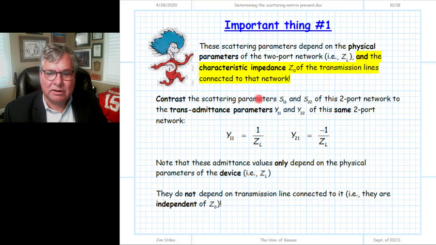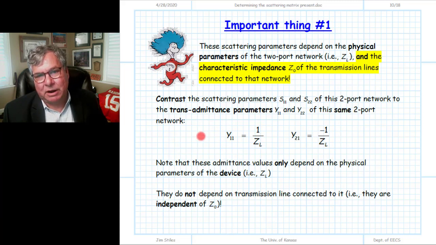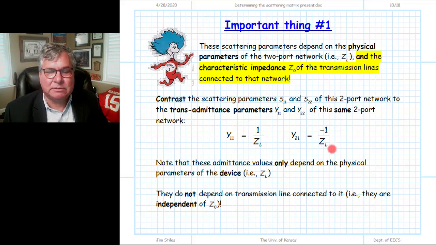And this is in contrast to what we would have for the same device if I determine, let's say, the transadmittance parameters for that device. The Y11 would be 1 over ZL, and Y21 would be minus 1 over ZL. Notice here the results depend on ZL, that series impedance, as they must, but they don't depend on the characteristic impedance Z0. And of course, that's one of the big differences between impedance and admittance parameters and scattering parameters, is that the scattering parameters depend on the device and the characteristic impedance of the transmission lines connected to it.